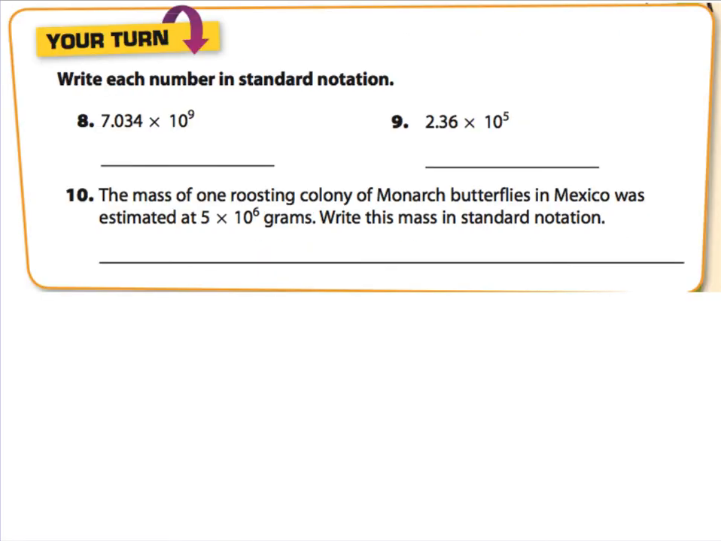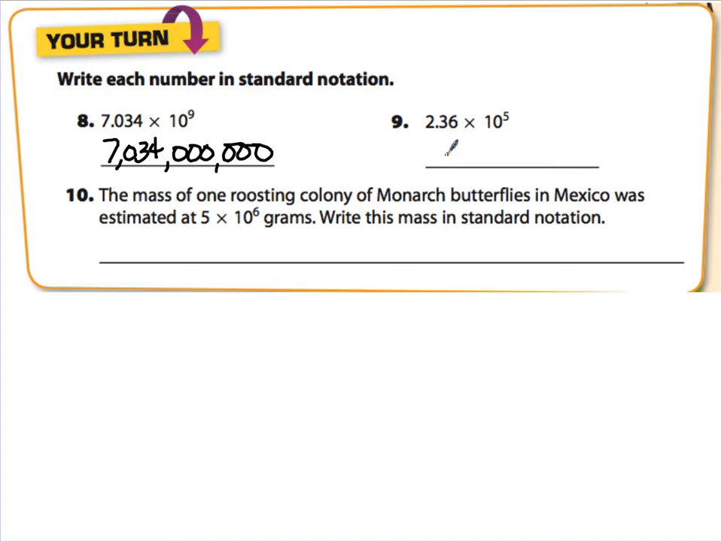Okay, so now you're going to go backwards and you're going to move your number from scientific notation into standard form. I gave you some space to show your work. When you come back, you can check your answer. All right, so here you should have gotten all these extra zeros. So in this case, you should have gotten 7,034,000,000.